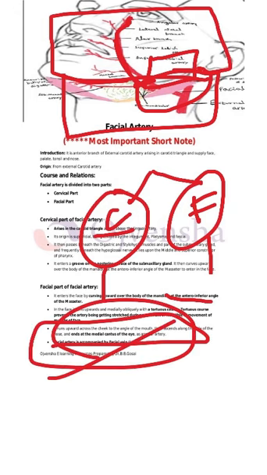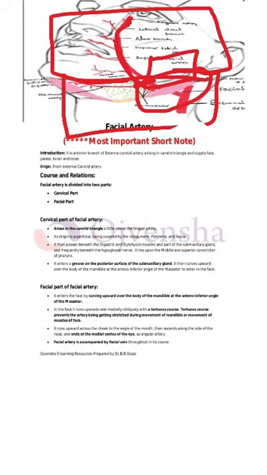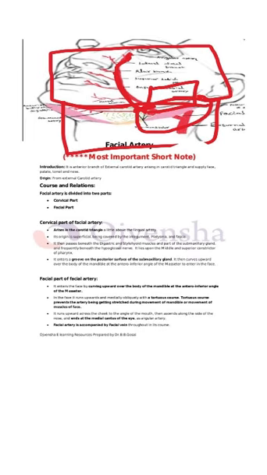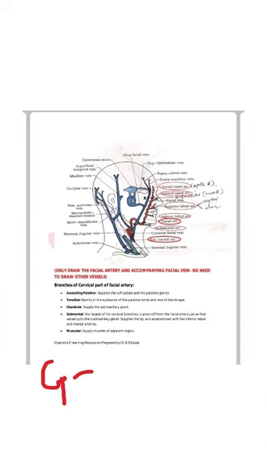Now coming to the branches of the cervical part of the facial artery and the branches of the facial part of the facial artery. Now the branches of the cervical part of the facial artery. There are 5 branches of the cervical part of the facial artery. There is a mnemonic for this. You can remember it as GMATS.